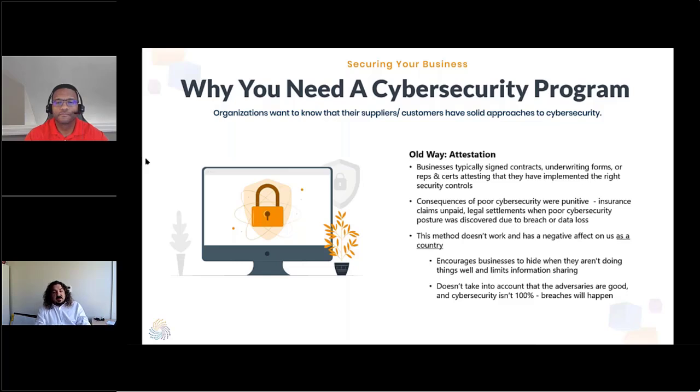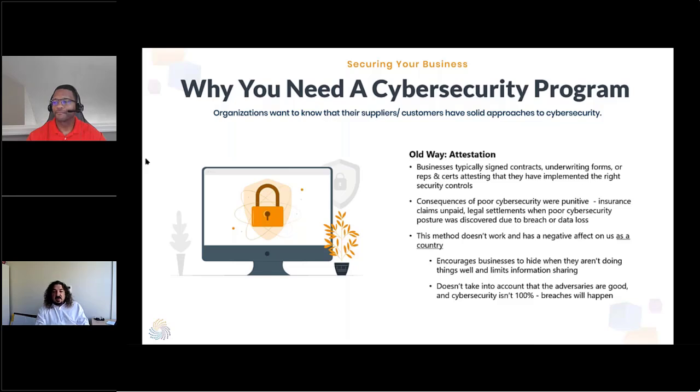So CMMC is part of a change we're seeing in the cybersecurity industry, really across supply chains, not just DoD supply chains, where organizations want to know that their suppliers have solid approaches to protecting data, right? The idea is you don't want to be in a situation where if one of your suppliers gets sick, you get sick, or even if one of your customers runs into trouble, that trouble makes its way back into your organization. So not just the DoD, but across a lot of different industries.